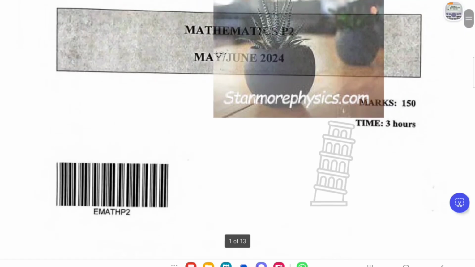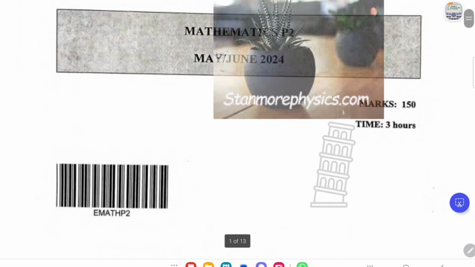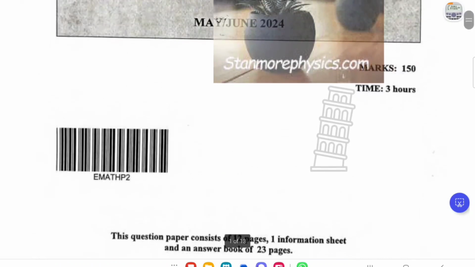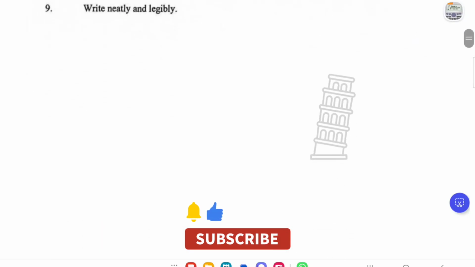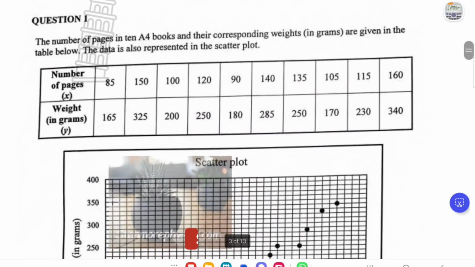So this paper is for 150 marks and it is a total of 3 hours. Again, I will be releasing these in parts just because it's easier to export and upload like that. So these are the instructions that we have, and we move on to question 1.